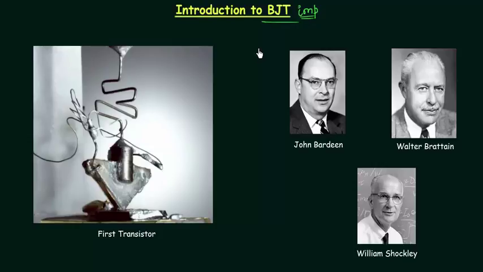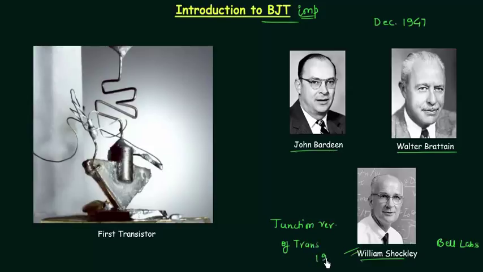The transistor was invented in December 1947 by the team of John Bardeen, Walter Brattain, and William Shockley at Bell Labs, USA. The head of the team was William Shockley, and later he invented junction version of the transistor. William Shockley invented junction version of transistor in 1951. They received Nobel Prize in 1956 for the invention of transistor.